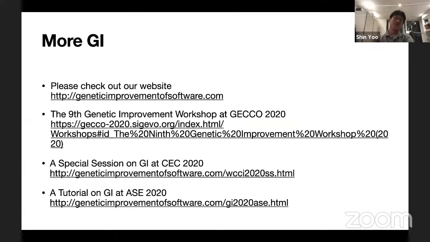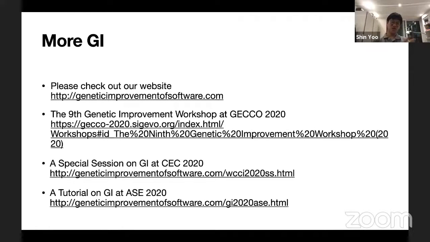So this is not the only GI event. So there are many other things happening. This has been our strategy. So we're trying to collocate with any event which is relevant to the concept of GI. So if you want to check the whole thing, then obviously you want to check our website, which is again geneticimprovementofsoftware.com.